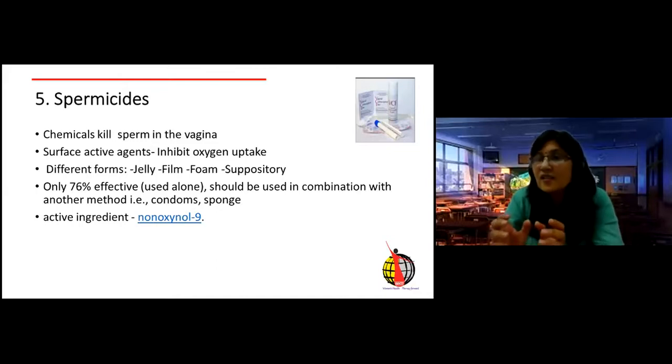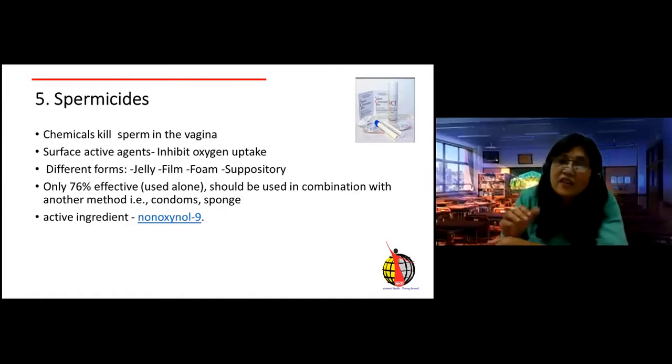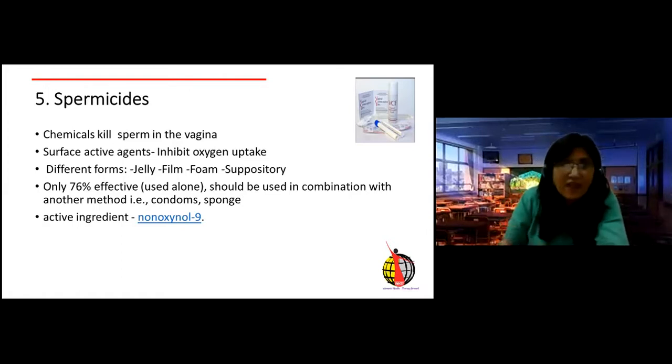76% is considered as a low effectivity, which means that the failure rate is around 24 to 25%, and hence it should always be used with another device, something like a condom or a sponge or a Dutch cap. And the active ingredient is usually asked, and that is nonoxynol 9. Even octoxynol 9 is one of the ingredients, and both of these should be known to the postgraduates who are facing the viva. So that is all about barriers, and I will stop here for the barriers.